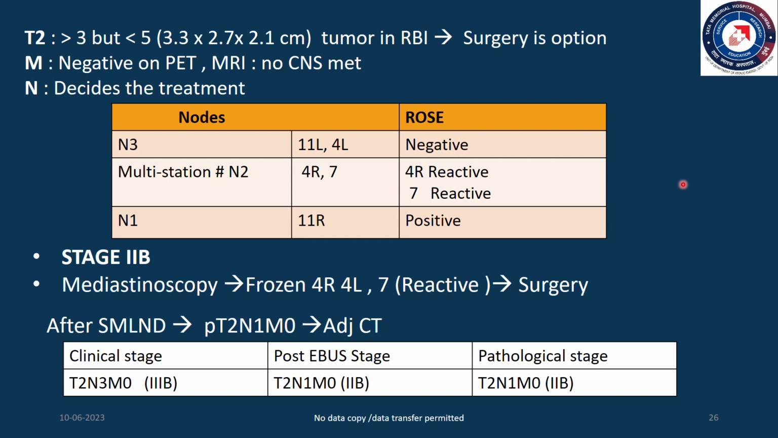So you can see from EBUS, the clinical stage initially was T2 and 3, that is 3B, non-operable, only definitive CTRT. Post EBUS, it turns out to be 2B. And in pathology, when the final verdict from the pathologist comes, N1 is positive, N2 is negative. Your sensitivity of the EBUS, you can see, is almost 100% in this patient.